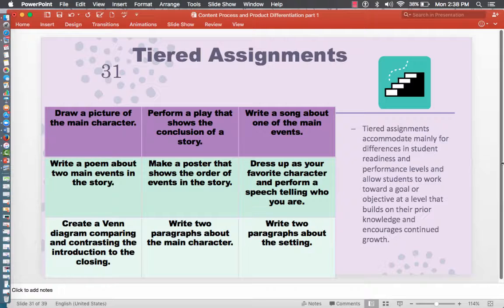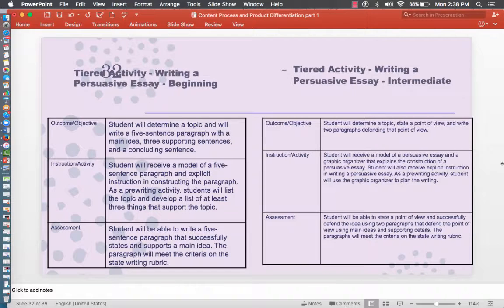And you're going to expect more from people who actually understand the concept and have been using the concept than those folks for whom this is a brand new kind of idea. So, and then I have this tiered activity, and there's one more slide that goes with this. Okay, so writing a persuasive essay from a beginning point of view. And you can see these, I'll put the PowerPoint up for you.